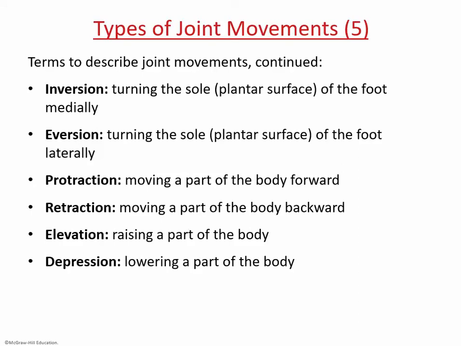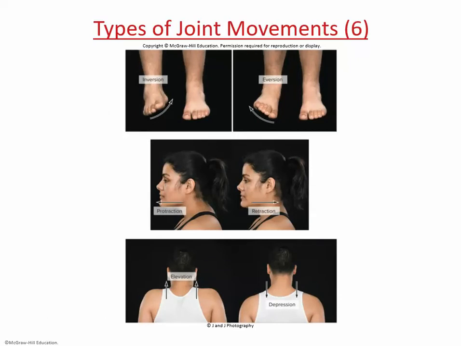If you jut your jaw forward, that's protract. If you bring your jaw back so that you have an overbite, that's retract. Elevation is raising the body part, so if you shrug your shoulders, you're elevating your scapula. Depressing is lowering. That's the opposite of elevating. So eversion, protract, retract, elevation, depression.